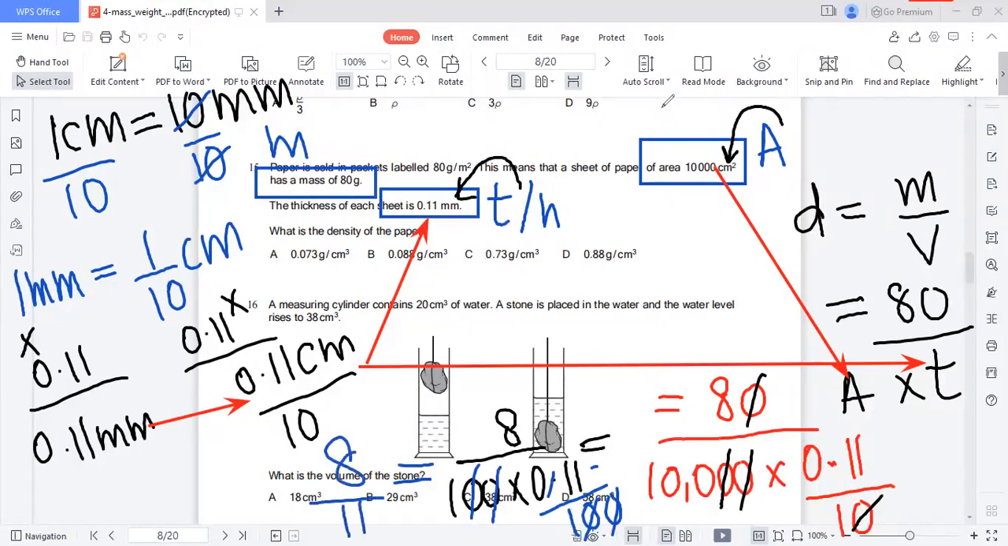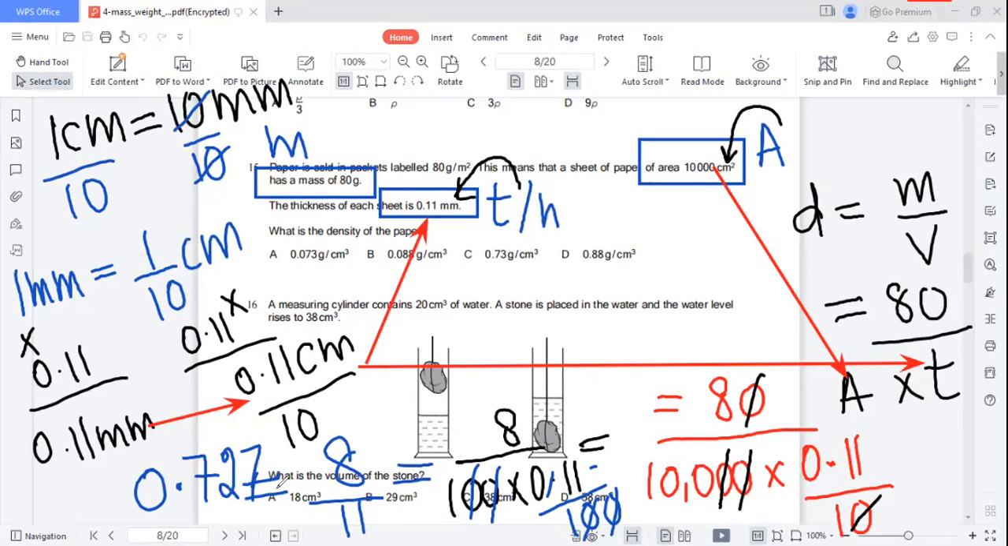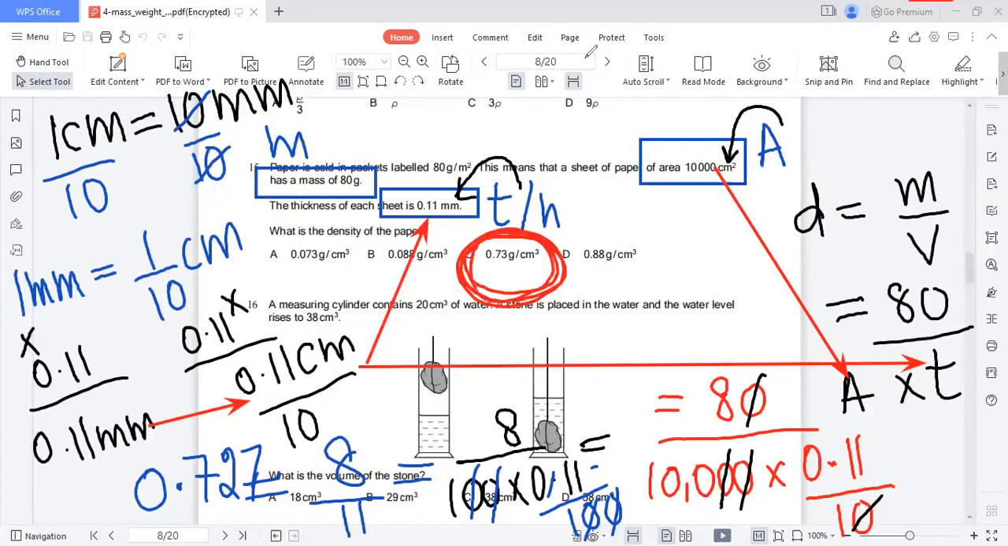If you use calculator, then hopefully it would become 0.7, and then it would be 2, then 7. So 0.727 is an option for density, but it is not 0.7727, but it is 0.73. So this option is acceptable.